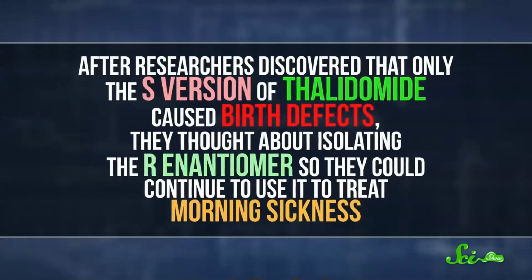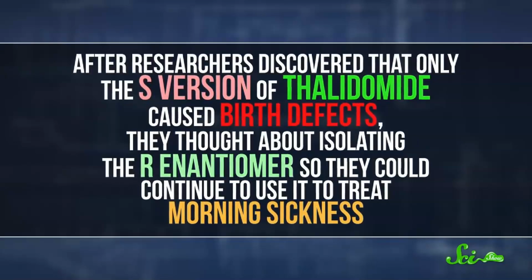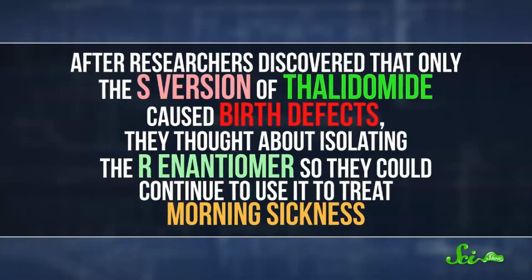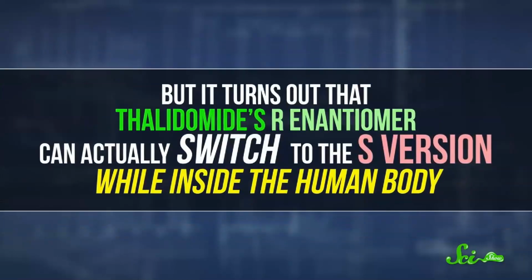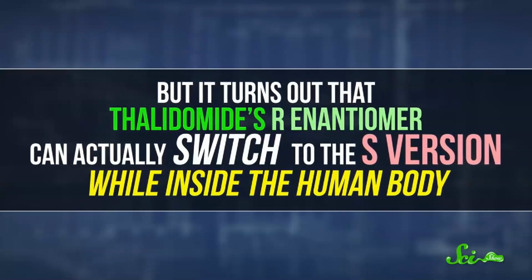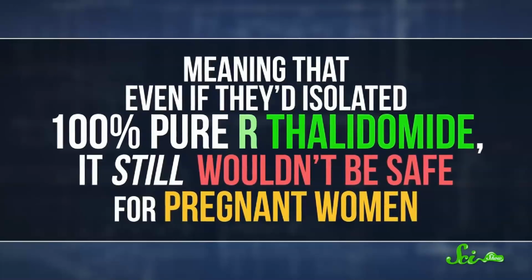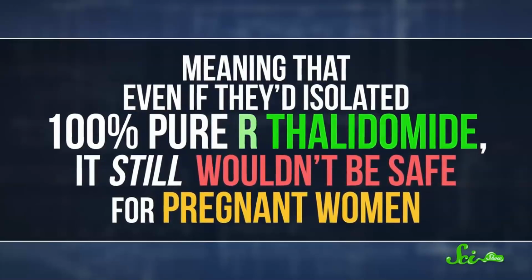After researchers discovered that only the S version of thalidomide caused birth defects, they thought about isolating the R enantiomer so they could continue to use it to treat morning sickness. But it turns out that thalidomide's R enantiomer can actually switch to the S version while inside the human body, meaning that even if they'd isolated 100% pure R thalidomide, it still wouldn't be safe for pregnant women.